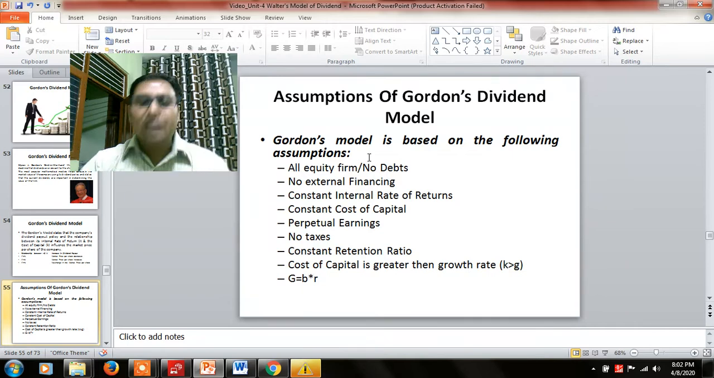Gordon's model is basically based on assumptions. The assumptions of Gordon are: it is an all-equity firm, which means there will be no loans and external financing is not allowed; a constant rate of return will be there, and the cost of capital will also remain constant. Taxes will not be applicable in this model, and a retention ratio will also be there.